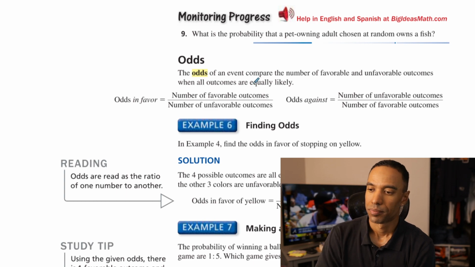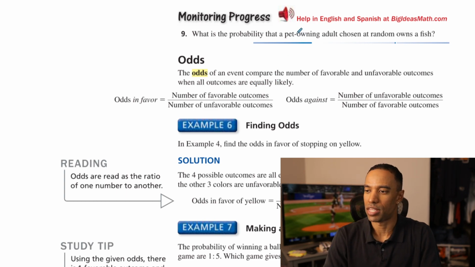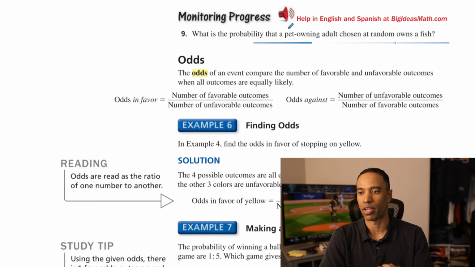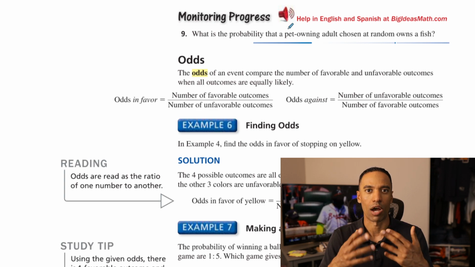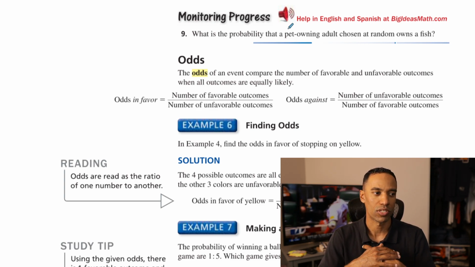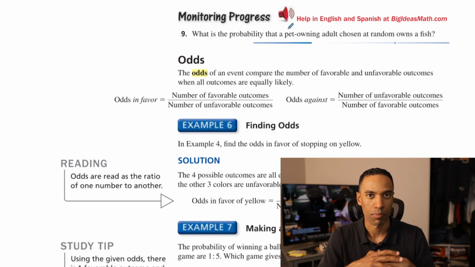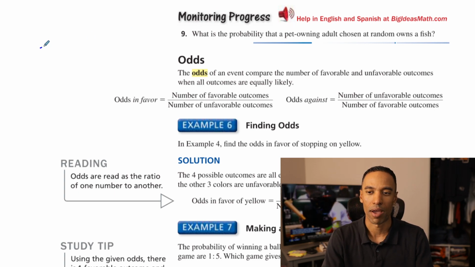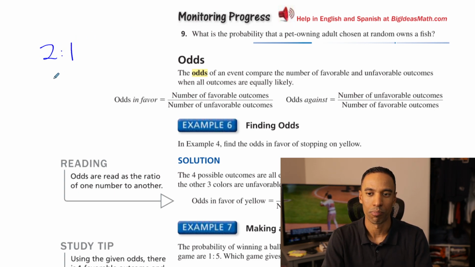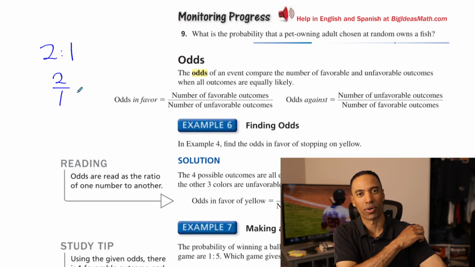Okay, odds. The odds of an event compare the number of favorable and unfavorable outcomes when all outcomes are equally likely. So it's like probability, but you're not dividing by the total. You're dividing by everything that's not what you're talking about. When we say there are 2 to 1 odds on something, we might write it as a ratio, but that also means 2 out of 1, 2 over 1. 2 over 1 is not possible when it comes to probability.